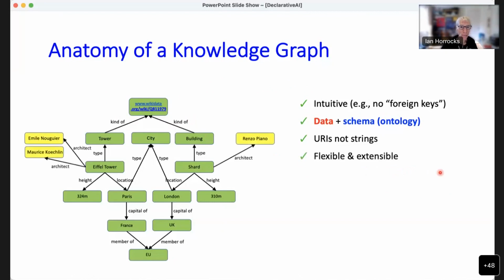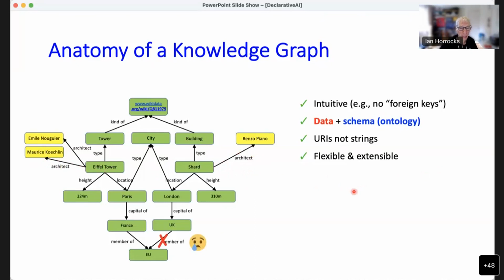Another well-known feature of graphs relative to relational databases is that they're more flexible and more easily extensible. So if I decide I want to add information about architects to my graph, it's really easy to do. I just add some edges and some new nodes to the graph. If I can have a single architect or multiple architects, there's no problem there.